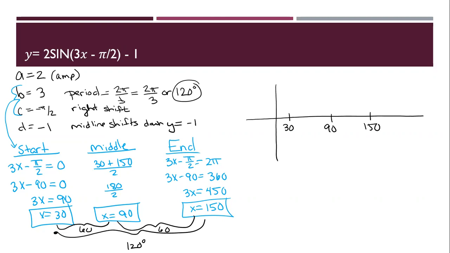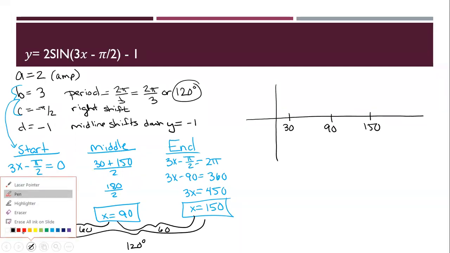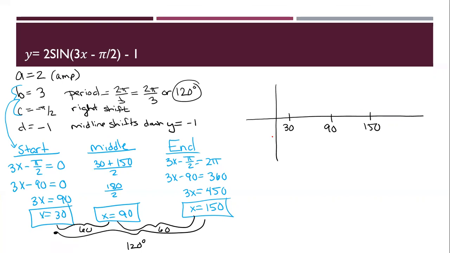Now we're going to graph these things from the bottom up. So I just put my start, middle, and end, 30, 90, 150, on there. Work your way back up. Your midline is now at -1. So I need a new graph axis down here at -1.